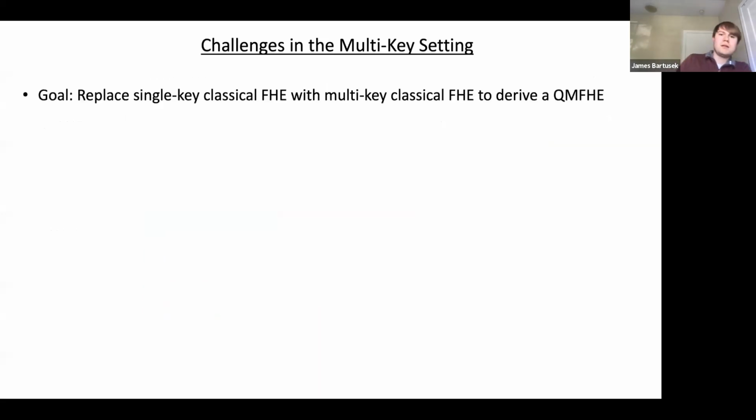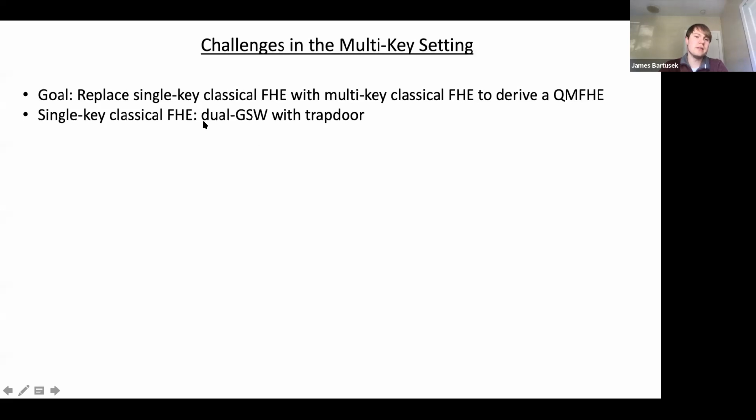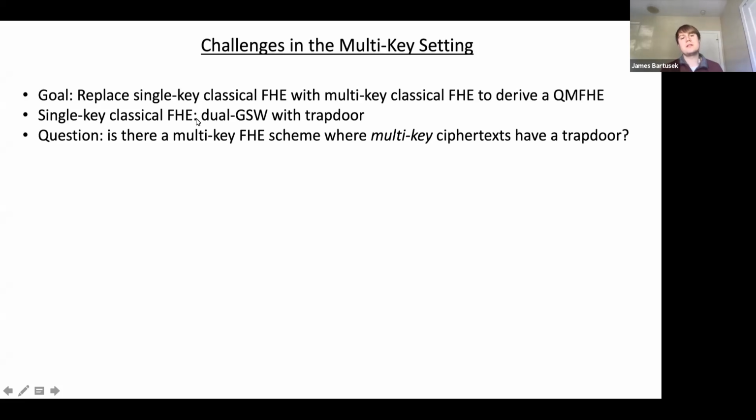So good. Our challenge now is that we want to replace the single-key classical FHE in this scheme with a multi-key classical FHE, hopefully in order to derive a quantum multi-key FHE. Remember that the single-key FHE that was used was a dual GSW with a trapdoor. So we're asking the question: does there exist a multi-key FHE scheme where even multi-key ciphertexts come along with a trapdoor?